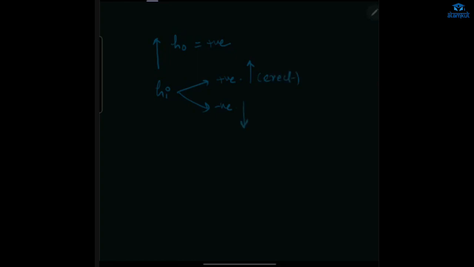Fine. See, the height of the object will always be positive, because we always keep the object erect, right? So the height of the object will always be positive, and the height of the image can be positive and it can also be negative. If it is positive, then it will be erect, right? And if it is negative, it means it will be inverted.